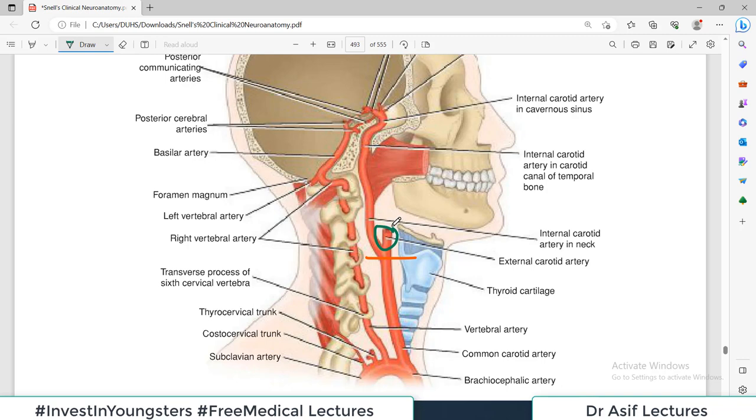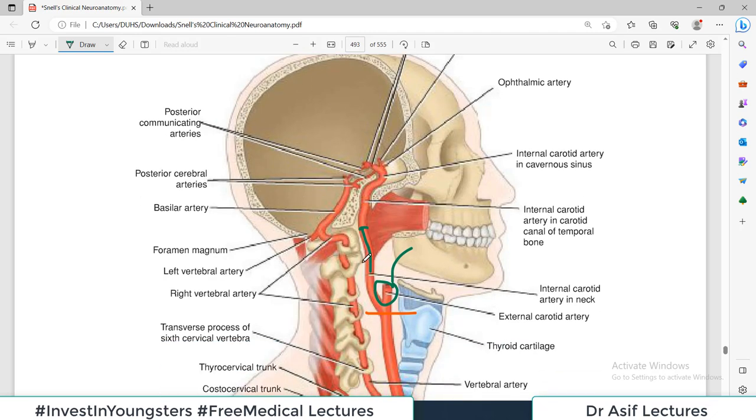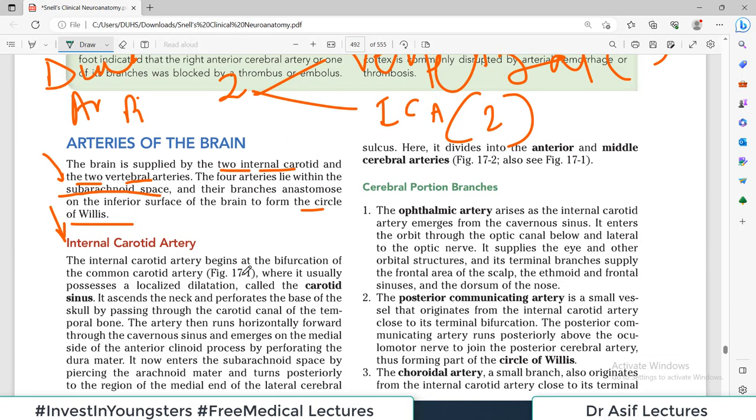And its two terminal branches are called the external carotid and internal carotid. The external carotid is then supplying the whole face area and scalp area, but the internal carotid goes inside the cranial cavity and it becomes the major supply of the brain. So if I summarize the internal carotid, it is one of the terminal branches of the common carotid. So this is common carotid, and the common carotid is divided into external carotid and internal carotid. So internal carotid begins at the bifurcation of the common carotid artery.